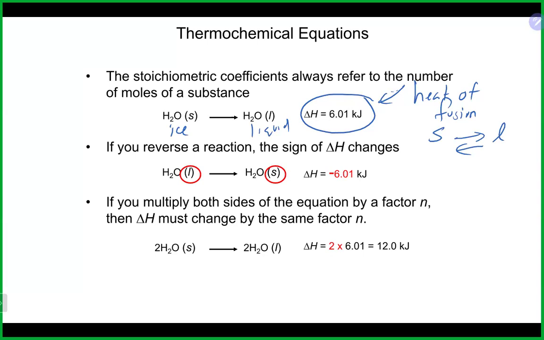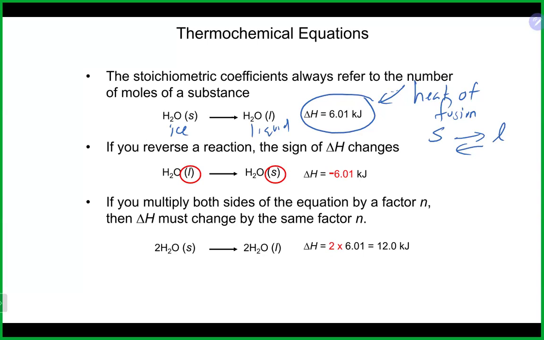So something like water, that's 0 degrees Celsius. At 0 degrees Celsius, there's a certain amount of heat needed to take ice at 0 degrees Celsius straight across to liquid water at 0 degrees Celsius, without changing the temperature. And you would use something like the heat of fusion to calculate that energy.